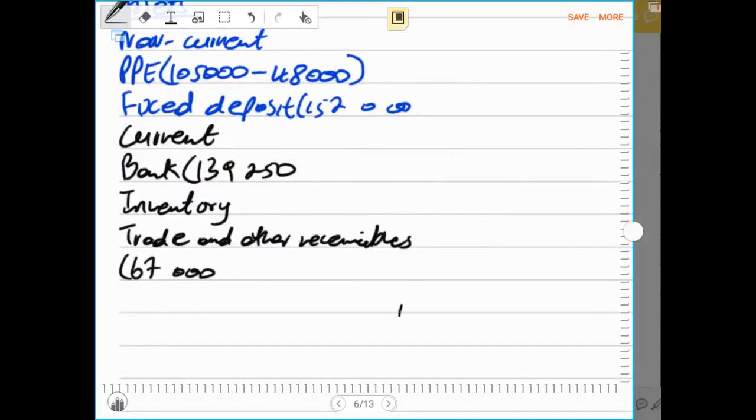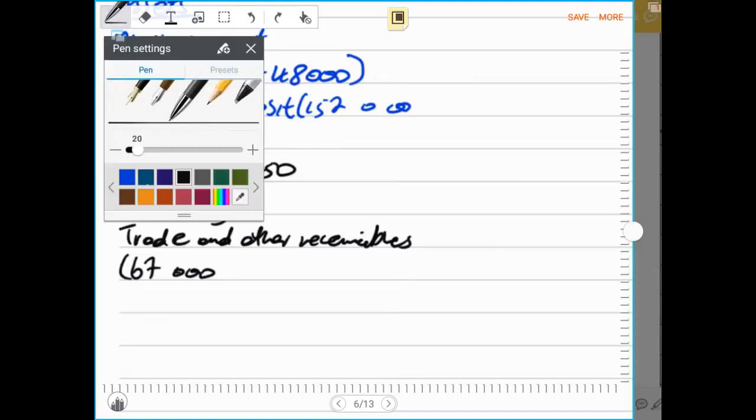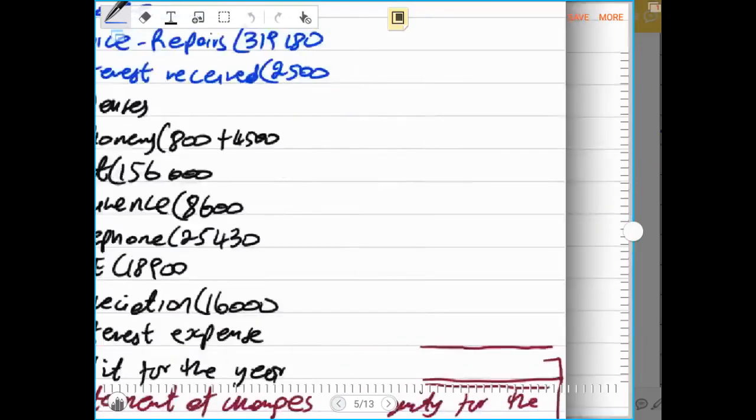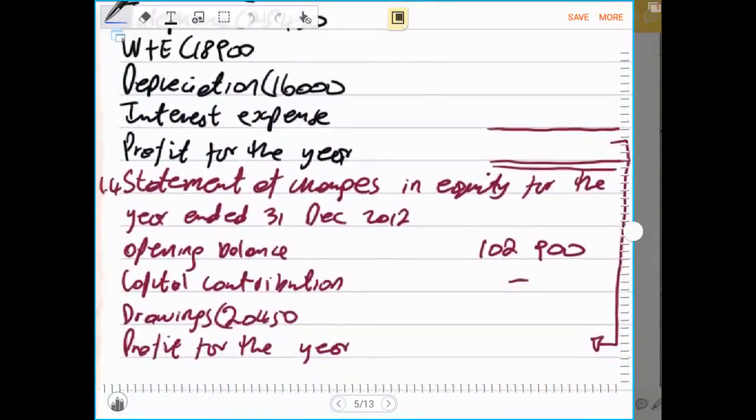Then after, we go to our equity and liabilities. Equity plus liabilities. Under equity and liabilities, we start by recording the amount of the equity, and the amount of the equity will be taken from the statement of changes in equity.